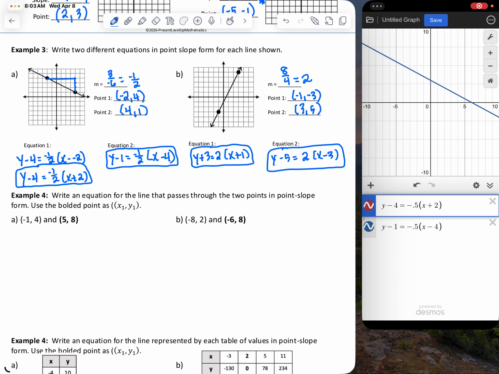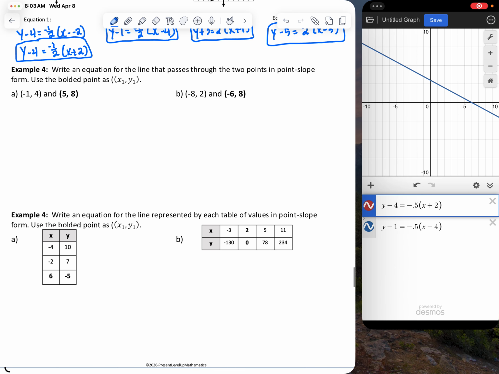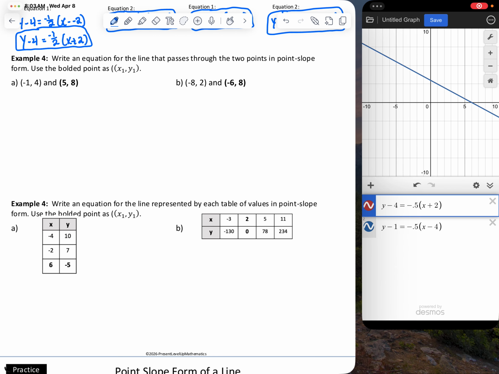Now, in example 3, they gave you the graph of the line. So it's very easy to identify your slope by using rise over run. In example 4, they're going to give you 2 points again, but they're not going to give you the graph. So to find the slope, you're going to have to use your slope formula. So example 4 says write an equation for the line that passes through the 2 points in point slope form. Use the bolded point as x1, y1.